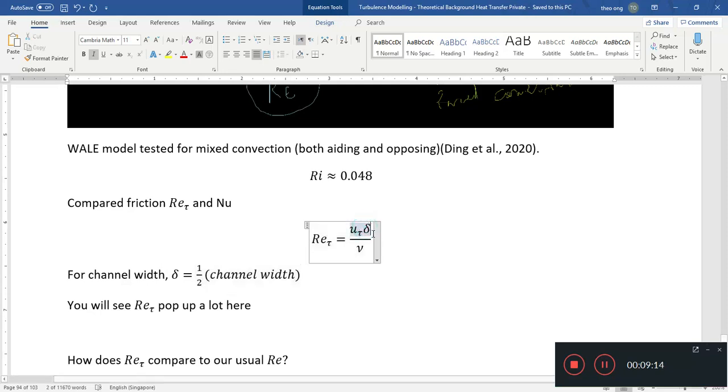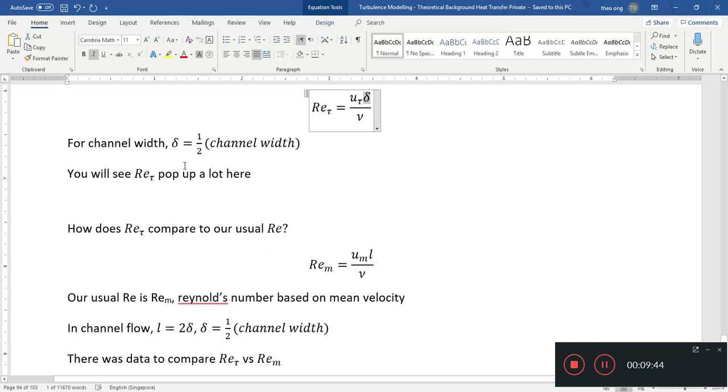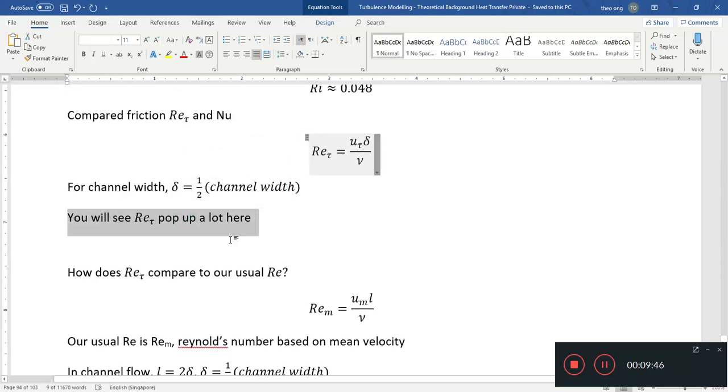So when you see delta here and it's to do with channel flow, delta usually refers to channel width. I think sometimes I mixed the delta up with the boundary layer thickness, because delta is also used to denote boundary layer thickness. But in this case, this isn't true. This delta refers to the channel width. So you've got to be very careful what this delta actually refers to and do some of your homework. So you see Re tau, it will pop up a lot.